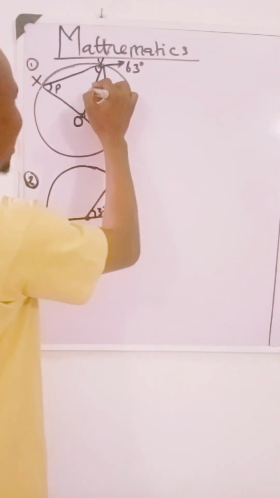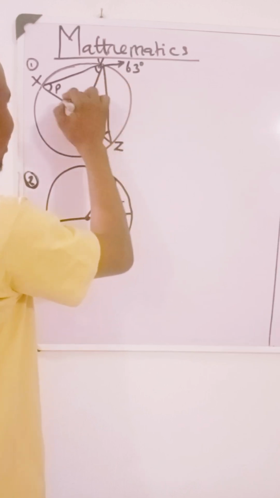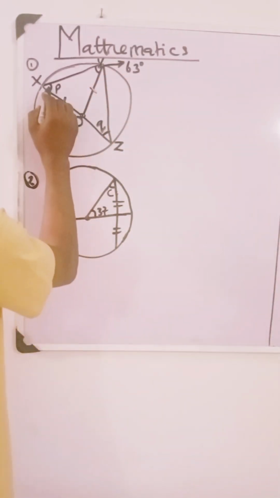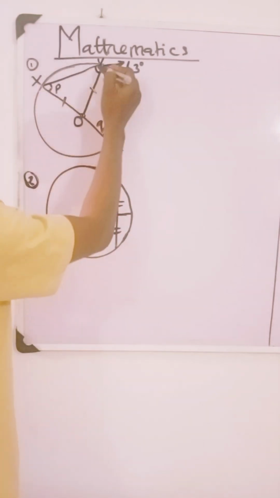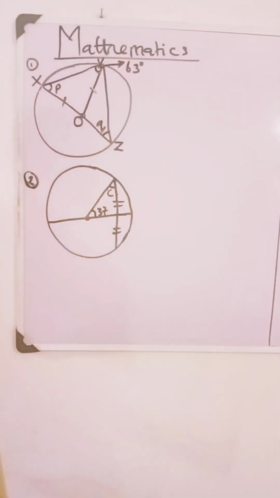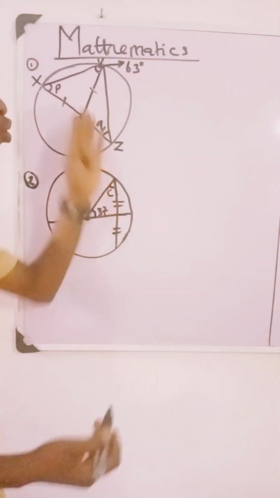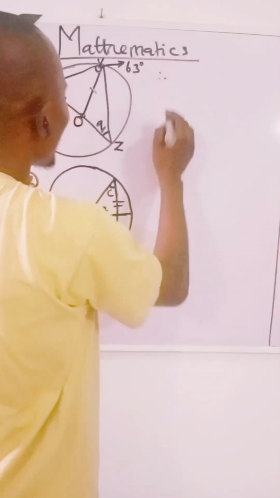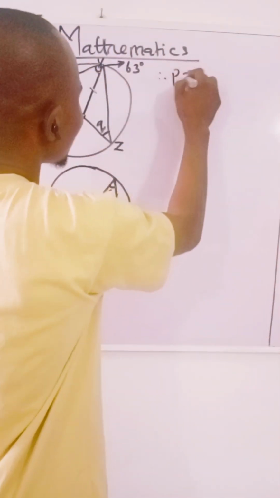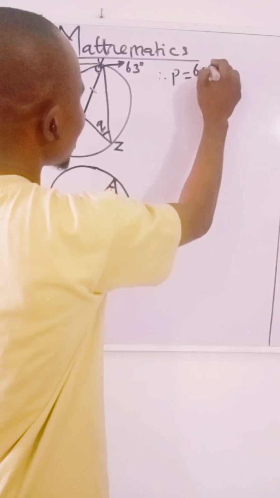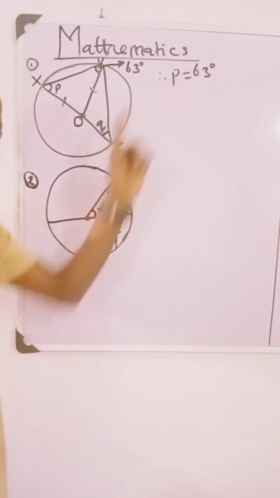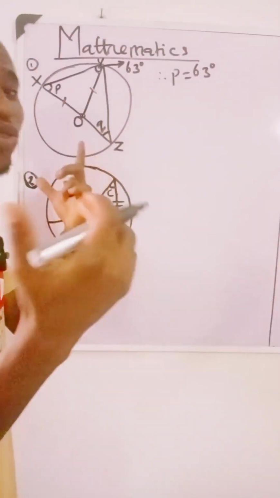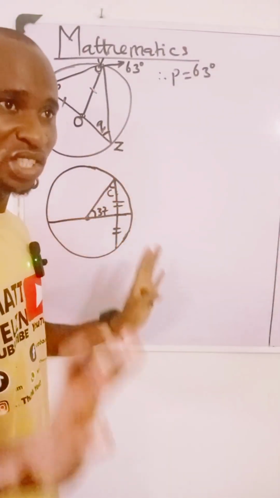That is, this line is equal to this. So that means the base angle, that is this angle P, is equal to angle 63. You see, knowing the rule will help you to answer this question without any calculation. So therefore, my P is equal to 63 degrees. Why? Because a triangle formed by two radii is an isosceles triangle.